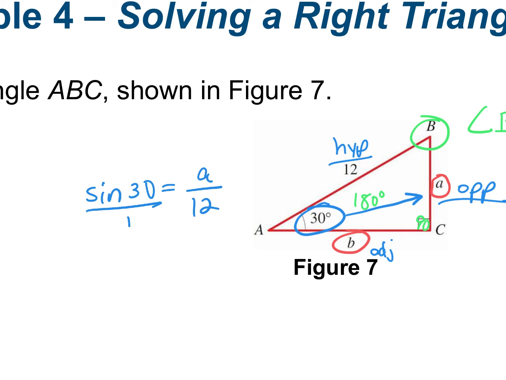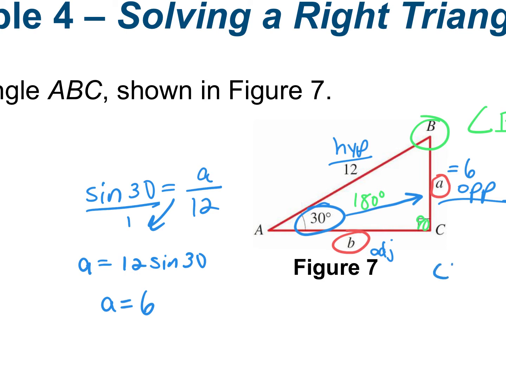You're just setting up a proportion. How do we solve proportions? When a fraction equals a fraction, how do you solve it? You cross multiply. So A equals 12 times the sine of 30. So in your calculators, what is 12 times the sine of 30? It is 6. So you just solved this: A equals 6.